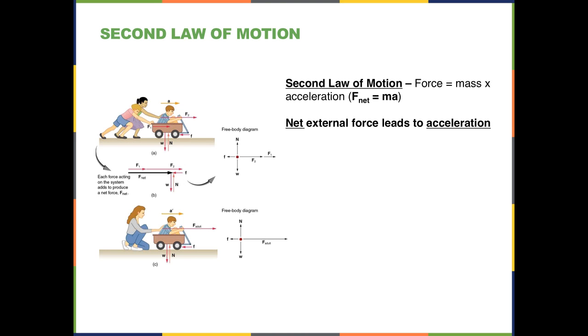It is the net external force that leads to the acceleration, and by that I mean the net will be, in this case, these two forces in this direction minus the force of friction in this direction. The net here, up and down, is always equal to 0, which is why the wagon doesn't move up or down. Similarly, the net here is this larger force exerted by the adult subtracted by the force of friction.